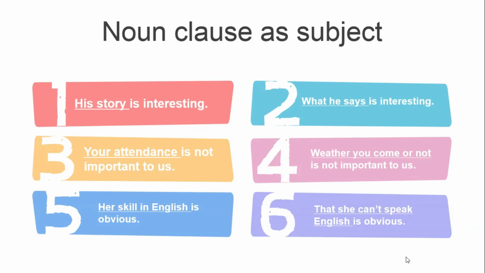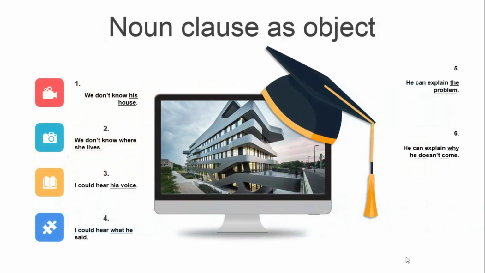Everyone? Then we move to the third one. Her skill in English is obvious. Her skill in English is clear. This is the subject. Then I change the subject to a noun clause: it is obvious that he can't speak English. It's clear that you can't speak English. Here are the ways to change the subject from a noun to a noun clause.